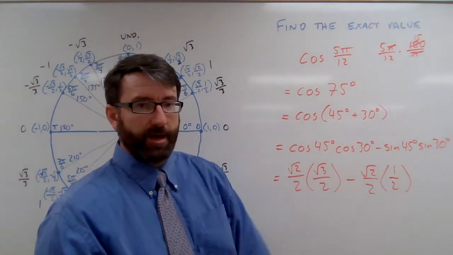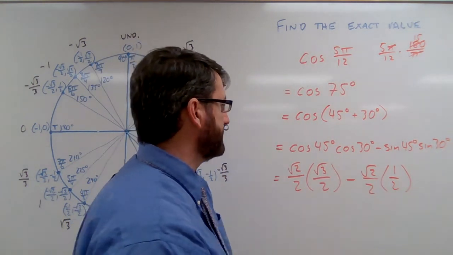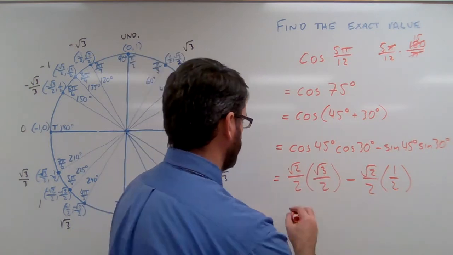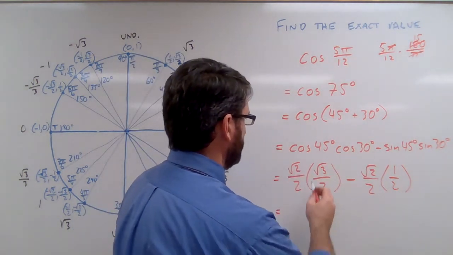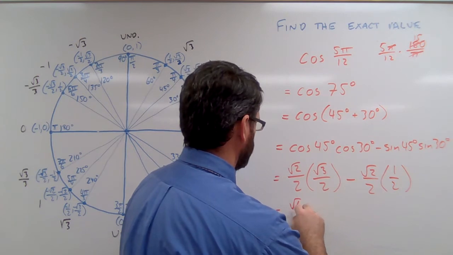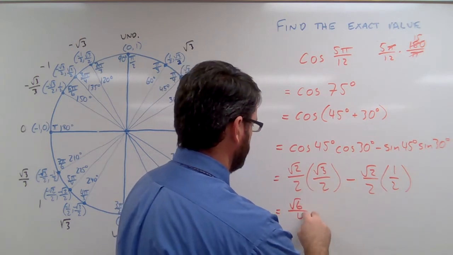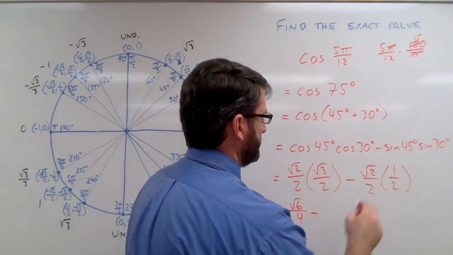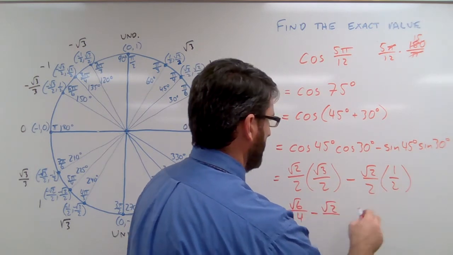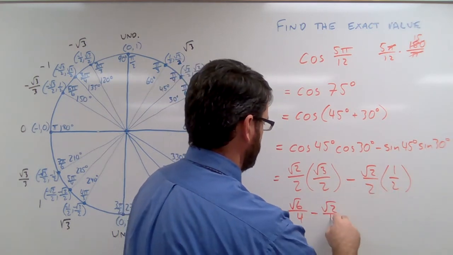So now we can multiply these fractions by multiplying the numerators and the denominators. Square root of 2 times square root of 3 is square root of 6. 2 times 2 is 4. Minus square root of 2 times 1 is square root of 2. 2 times 2 is 4 again.